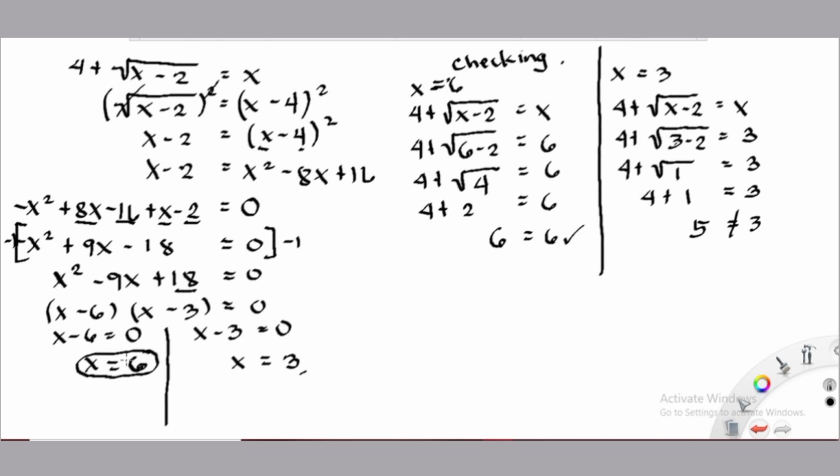It is only 6. Since 3 does not satisfy our equation, we call this an extraneous solution. This is a solution we obtained that does not satisfy our given equation.